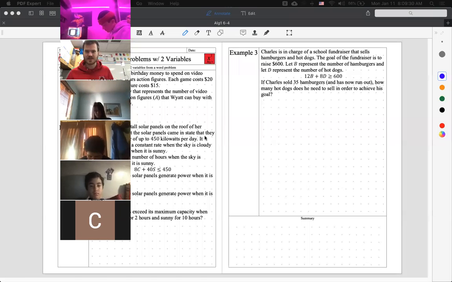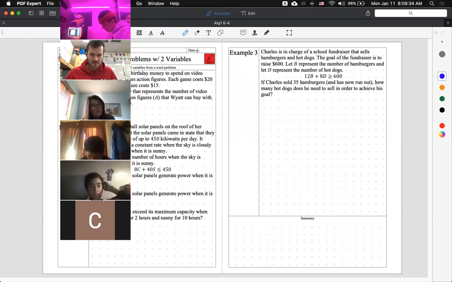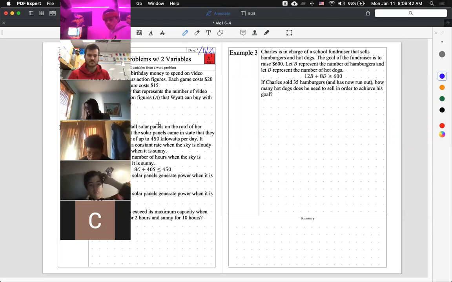All right, today's date is Monday, January 11th, 1/11/2021. We're on lesson 6-4 today, inequality word problems with two variables. This is our second to last lesson of this unit. It is a shorter unit. Both today's lesson and tomorrow's lesson are word problems. So tomorrow's like the harder version of today. Today's just getting you ready for tomorrow.